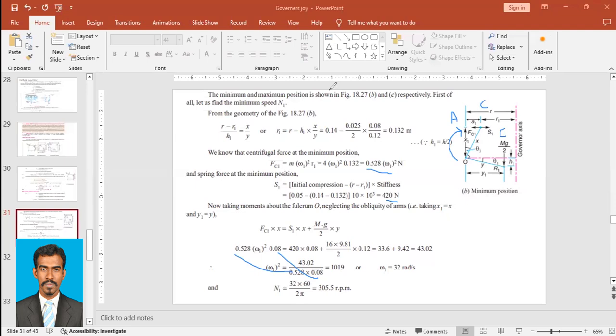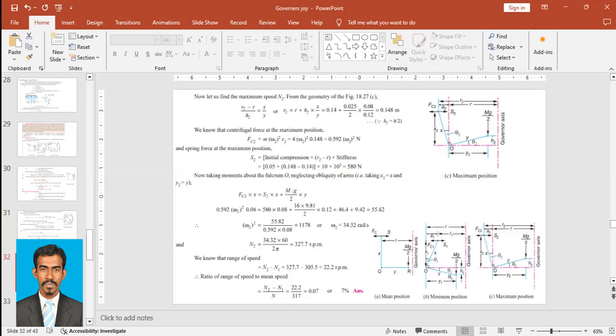We are asked to find the range of the governor, so we need to find the maximum position also. Now we have found the minimum position, so we have to find the maximum position also. In a similar way, we will calculate for the maximum position. Let us find the maximum speed N2.